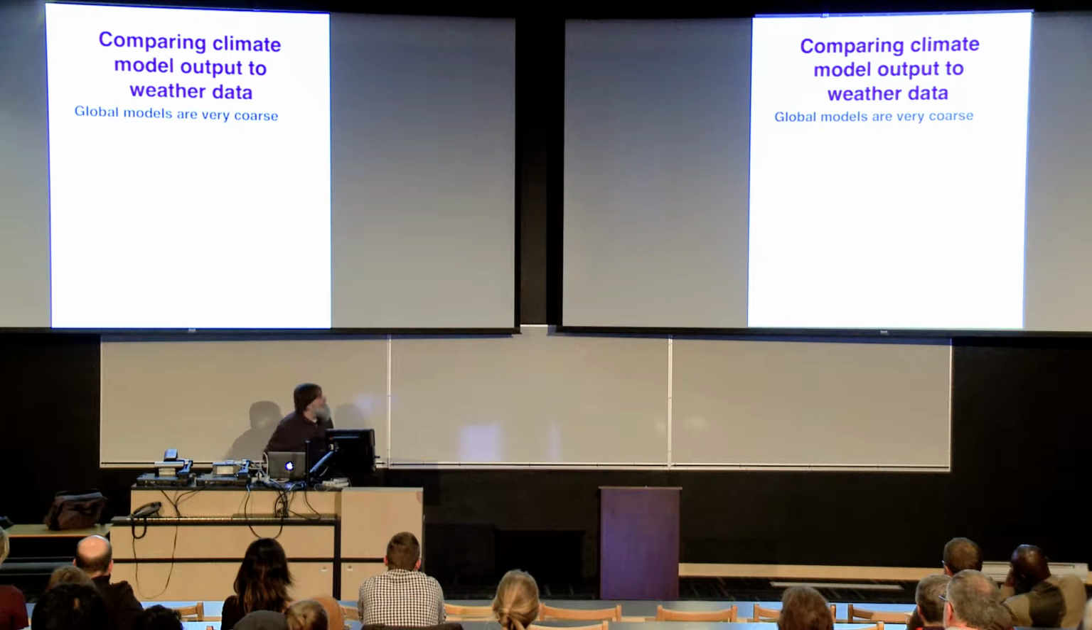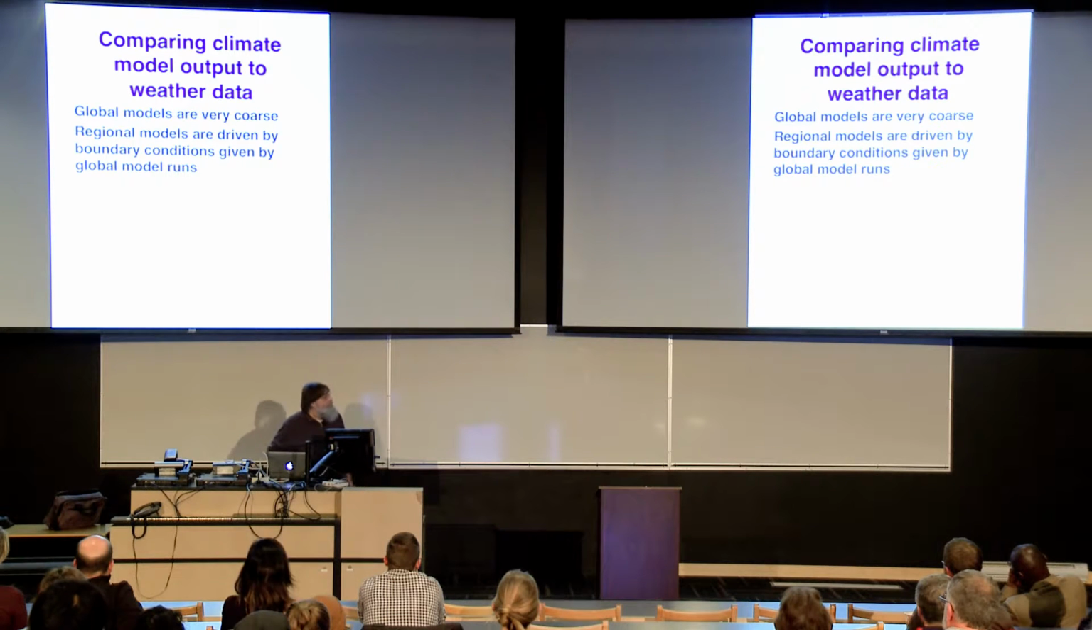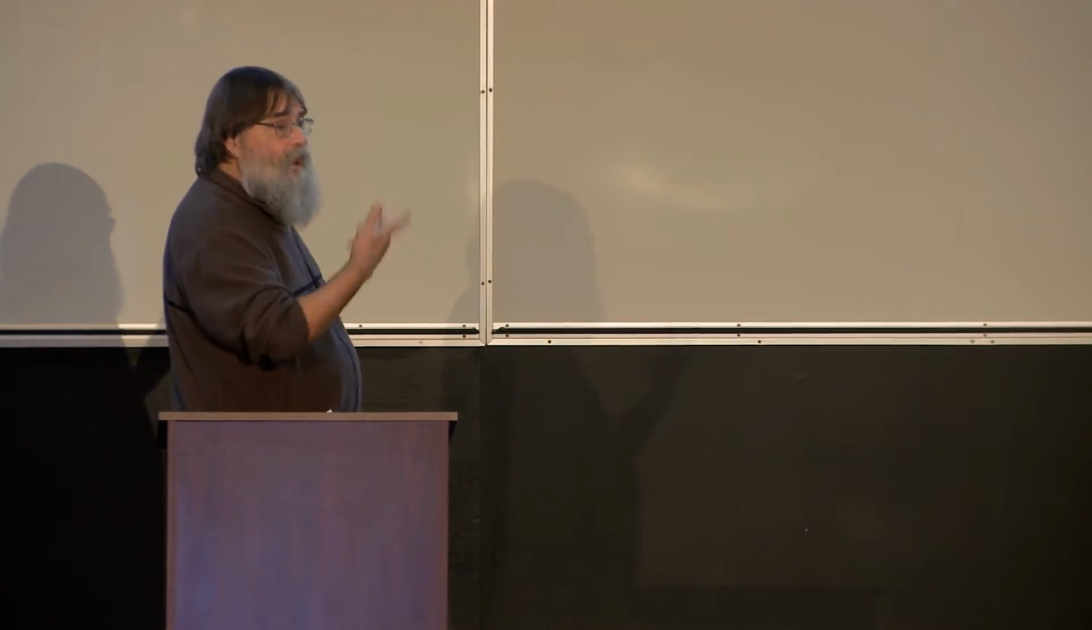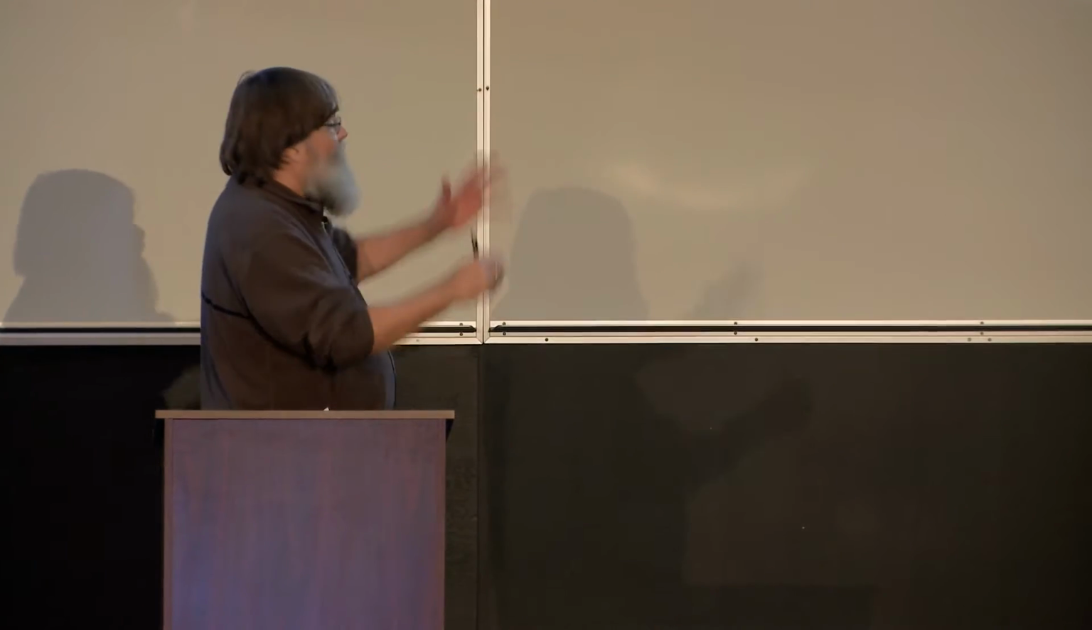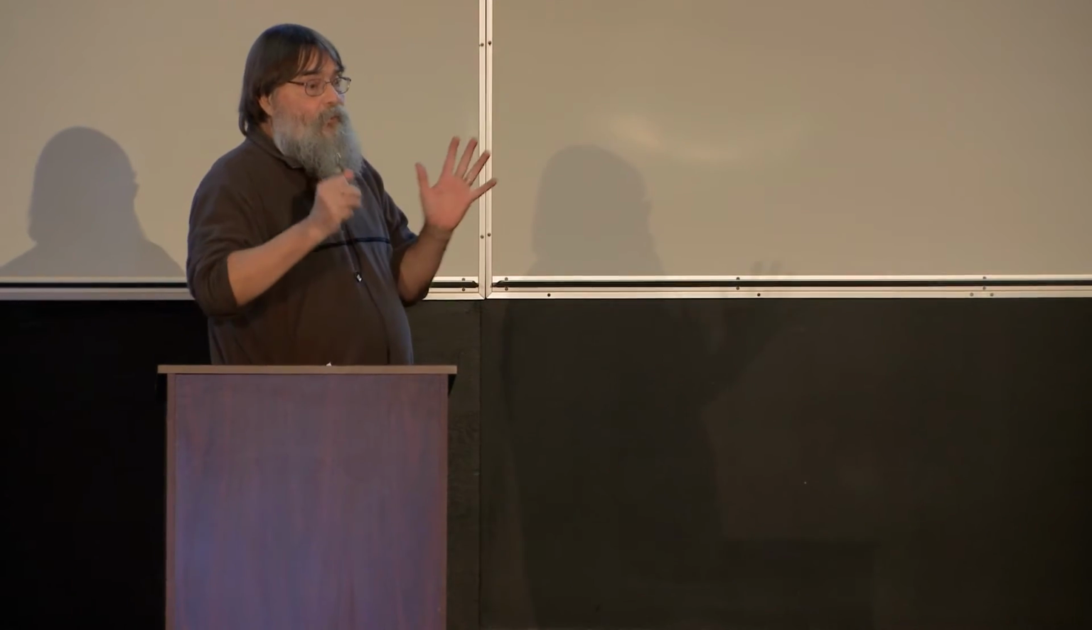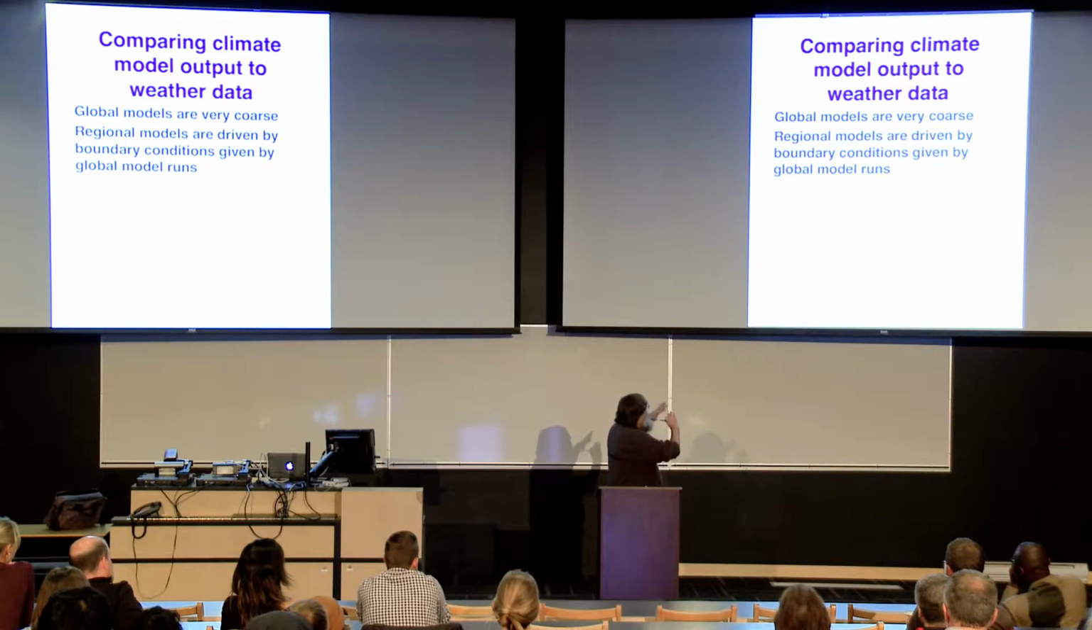Global models are very coarse, and therefore you try to do something else. You try to do regional models. You want to know what's going on where you are, and so you try to do a finer resolution model by just looking at a smaller region, say Europe or North America, and run the model with boundary conditions for the differential equations given by the global model.